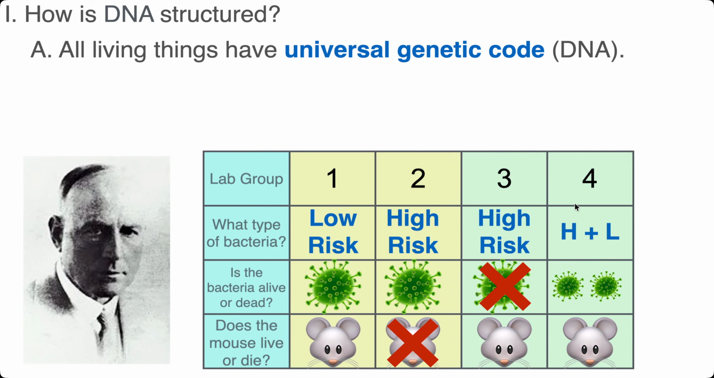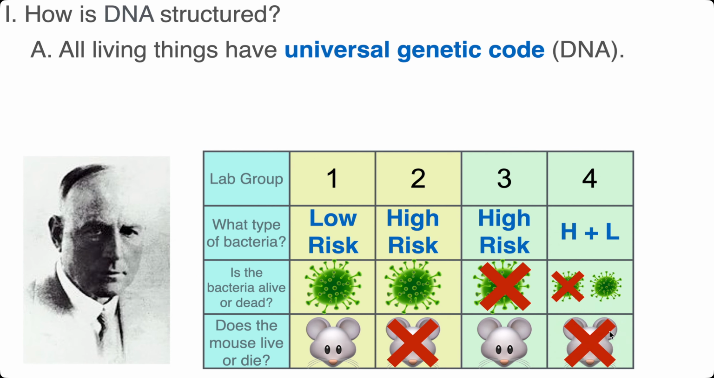He decides to inject the mouse with a mixture of the high risk and the low risk bacteria. So for the high risk one, he kills it, just like he did for lab group 3. And for the low risk one, he leaves it alive. So essentially, he's mixing lab group 1 and lab group 3 together and injecting those bacteria into the mouse. What do you think happens to the mouse in that situation?